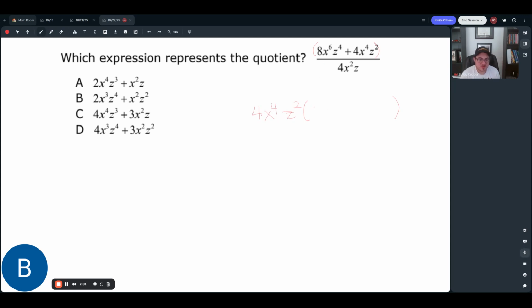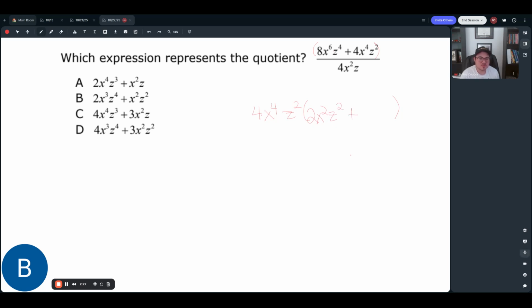In order to figure out what's left inside these parentheses, we just need to divide each term by what we factored out. So 8 divided by 4 is 2. x to the 6th divided by x to the 4th is x squared. Reminder that for exponent rules, division is subtraction. If you have the same base, the powers subtract. So 6 minus 4 is 2. And then z to the 4th divided by z squared: 4 minus 2 is 2, that's going to be a z squared.